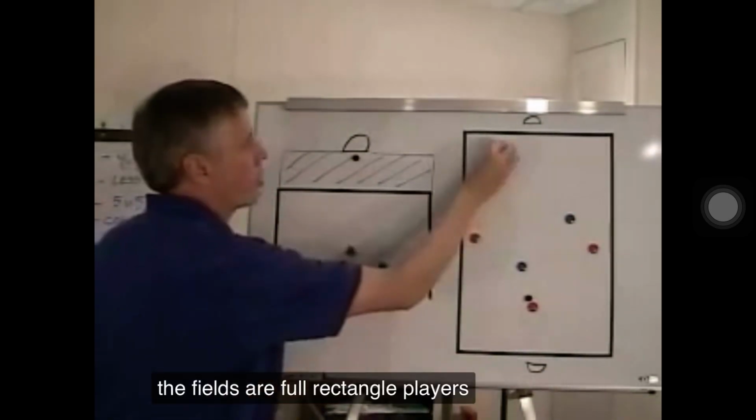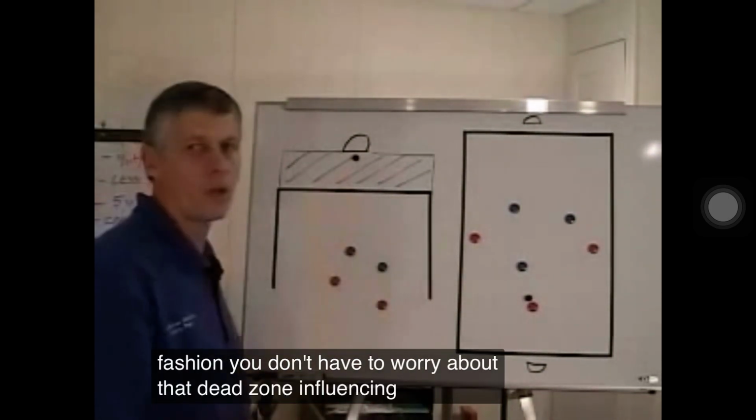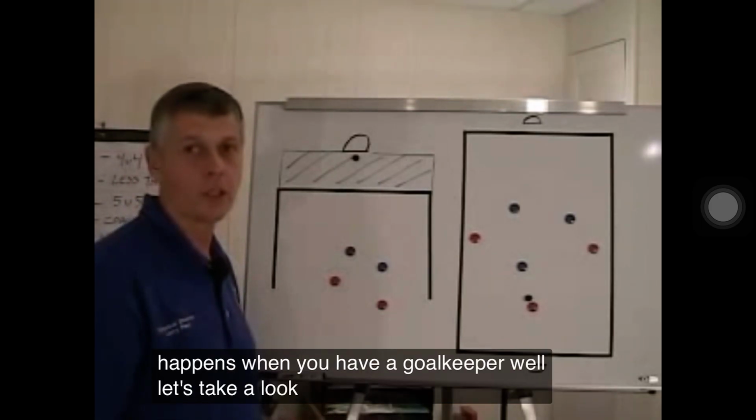the field's a full rectangle. Players can move anywhere they want, in any fashion. You don't have to worry about that dead zone influencing play. Now what happens when you have a goalkeeper? Well, let's take a look at that situation.